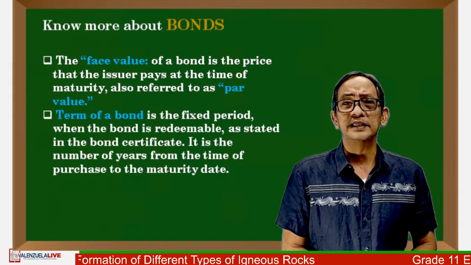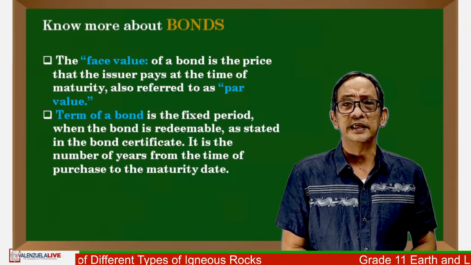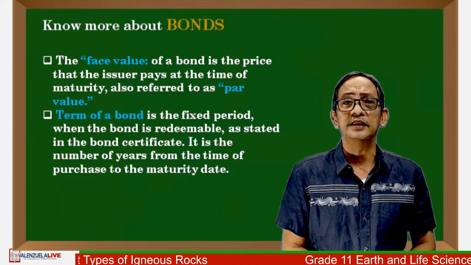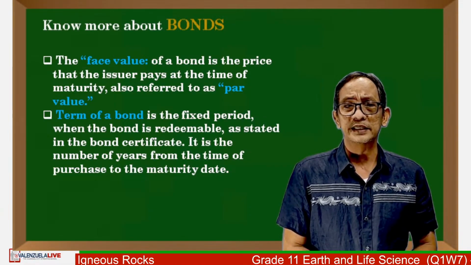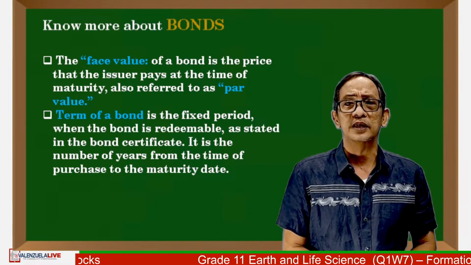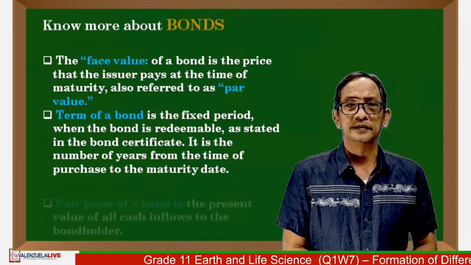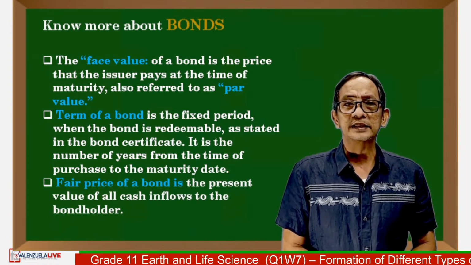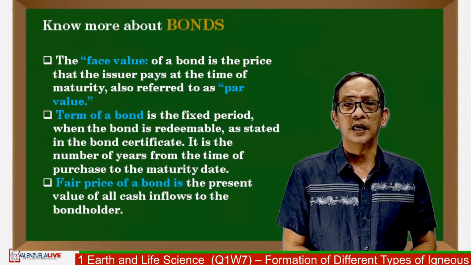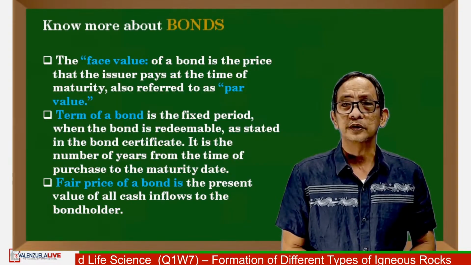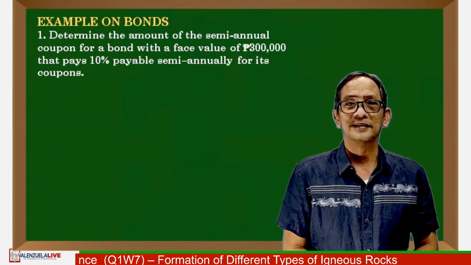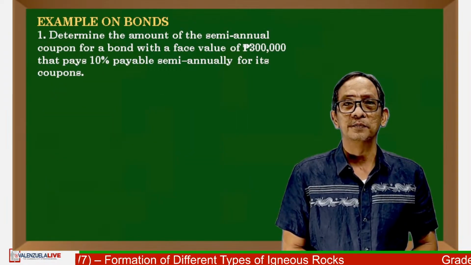Term of a bond is the fixed period when the bond is redeemable, as stated in the bond certificate. It is the number of years from the time of purchase to the maturity date. Fair price of a bond is the present value of all cash inflows to the bond holder. Let's have an example on bonds.